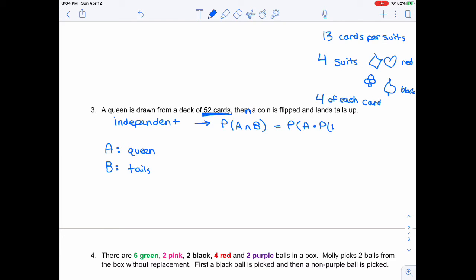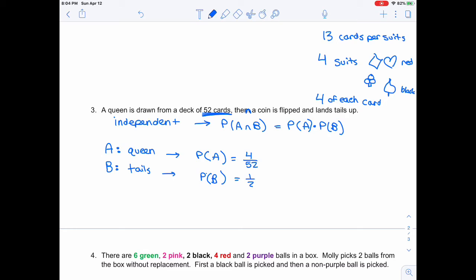So we've got to find both of those first. Our probability of A, since we know we're picking a queen and it's not specific about what color or anything like that, we know we have 4 out of our 52 cards. And for tails, that should be pretty simple. We know that we have 1 out of 2 shots of getting tails.